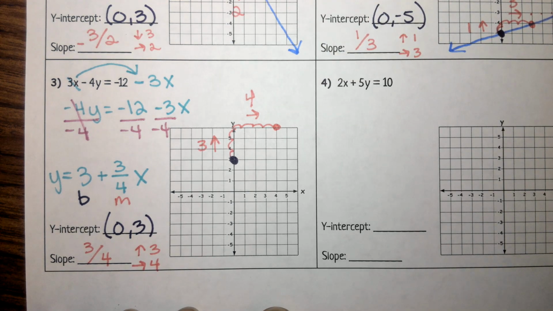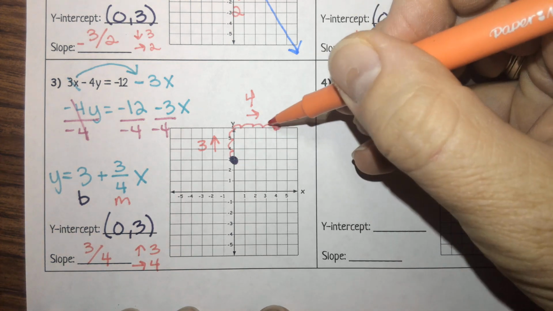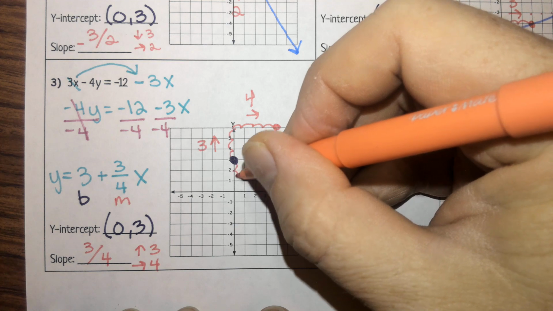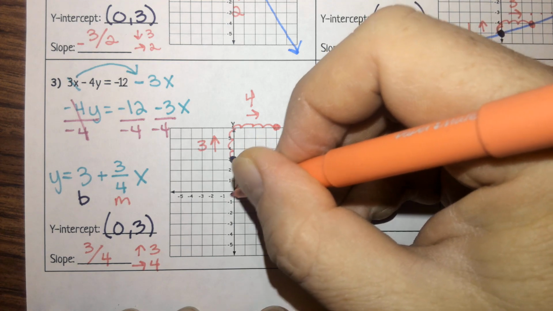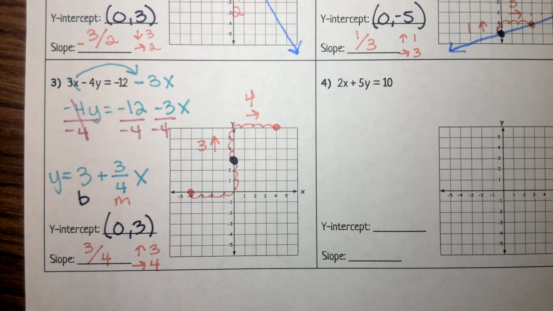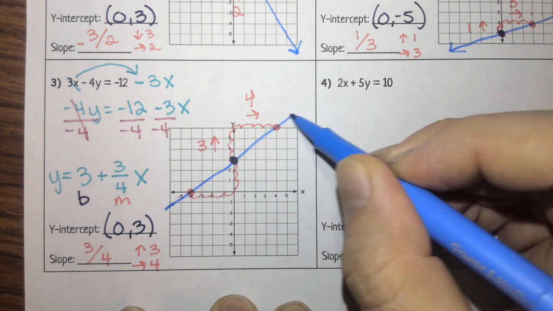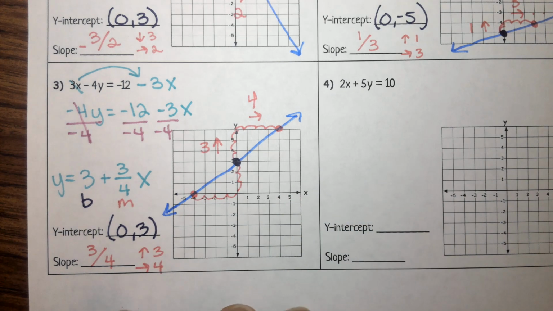Now if I ever needed to go backwards, you could. So instead of up and right, you could go down and left. 1, 2, 3, 4. Put another point. Your choice. Either way, you can connect the dots. And that's my line.